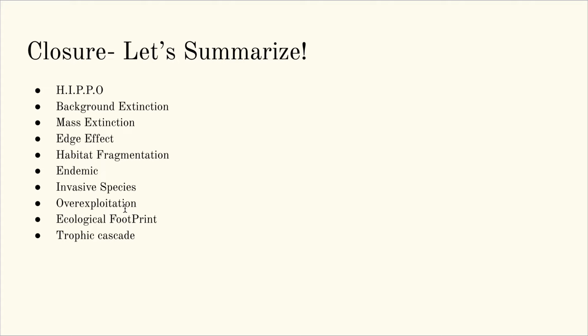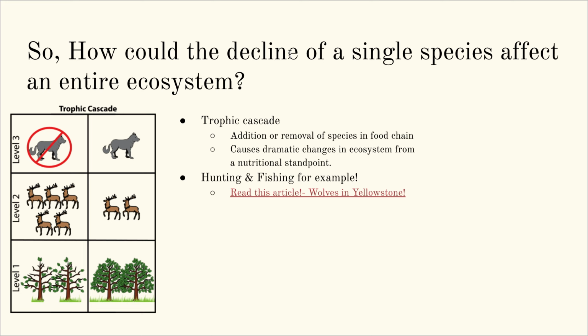You completed the ecological footprint and you read on how you could lessen your threat to biodiversity, and you learned about trophic cascade and how the decline of a single species can affect an entire ecosystem.